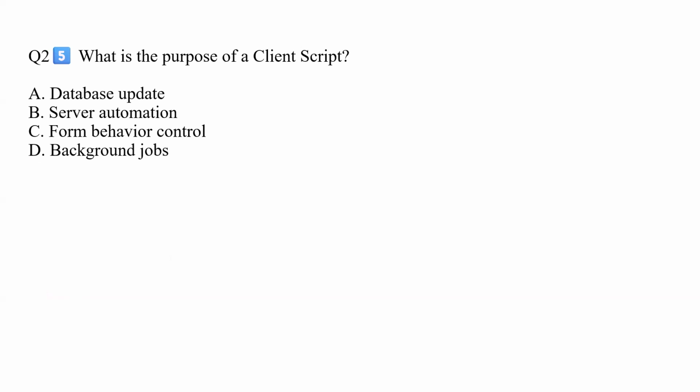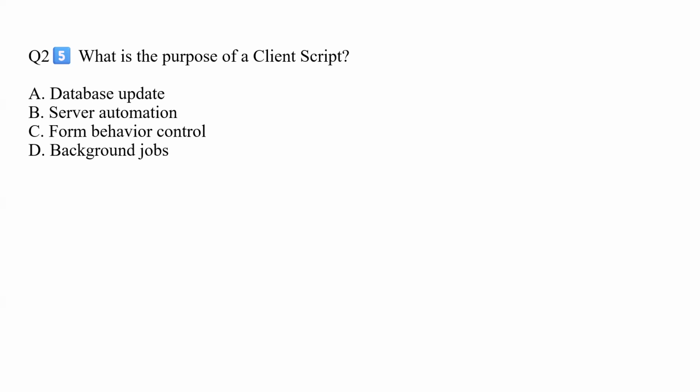What's the purpose of client script? Option A, database update. Option B, server automation. Option C, form behavior control. Option D, background jobs. Here, client script runs on the browser. So option C is the correct answer, form behavior control. We use it to hide or show a field, mandatory logic, value update, auto populate. For onLoad, onChange, onSubmit purposes, we use client script.